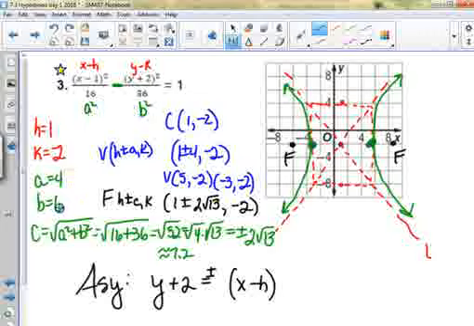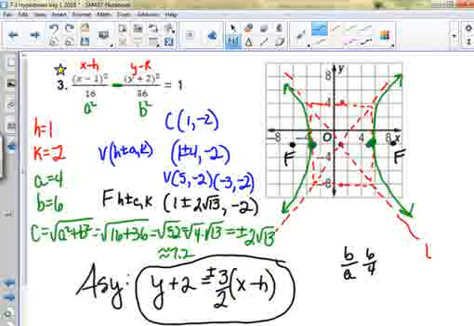But be careful. 6 over 4 is what? Reduces to 3 over 2. And you should reduce the slope. I'm not making you do any other distributing or simplifying, but you can reduce the slope. Oh yeah, thanks. I didn't put that in there. Good call. This should be x minus 1. Thanks. Any questions?